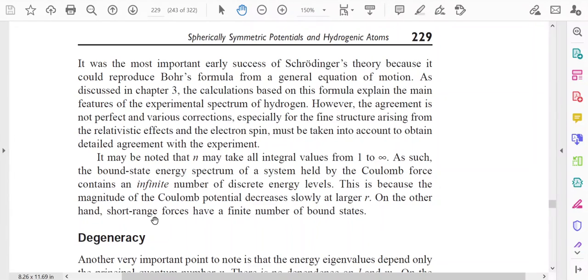This is because the magnitude of the Coulomb potential decreases slowly at large distances. On the other hand, short range forces have a finite number of bound states. So if the force is short range, then it has a finite number of bound states.